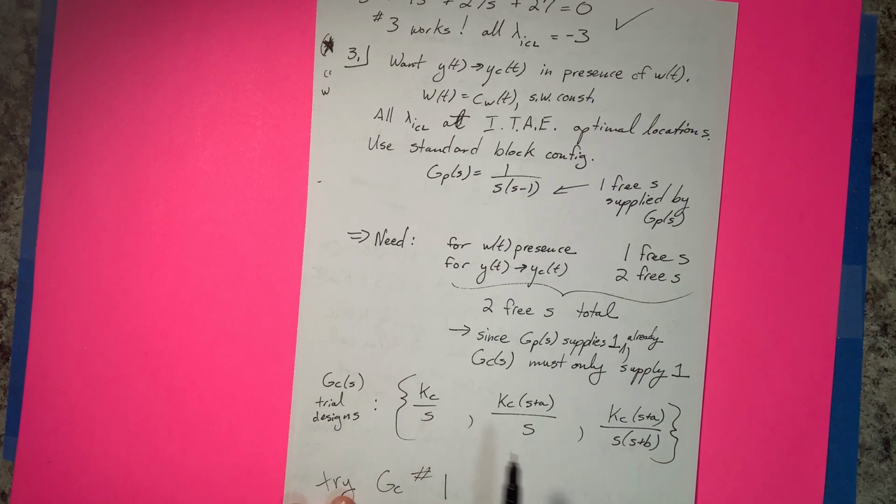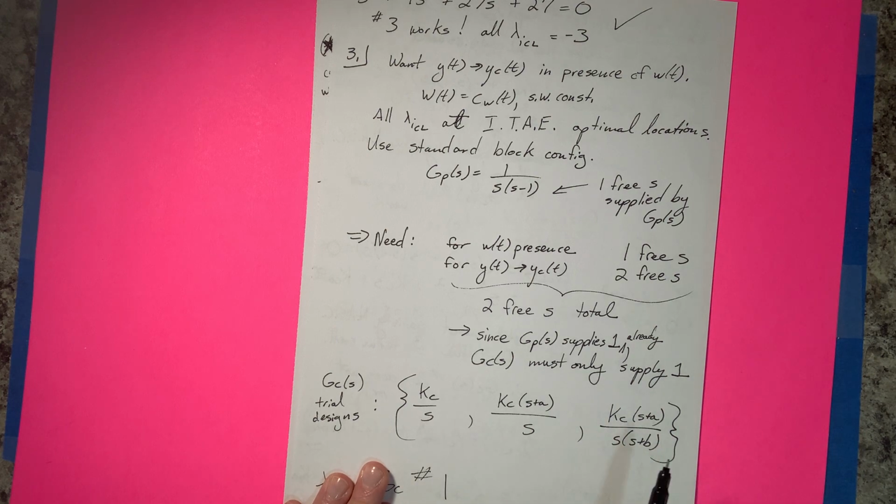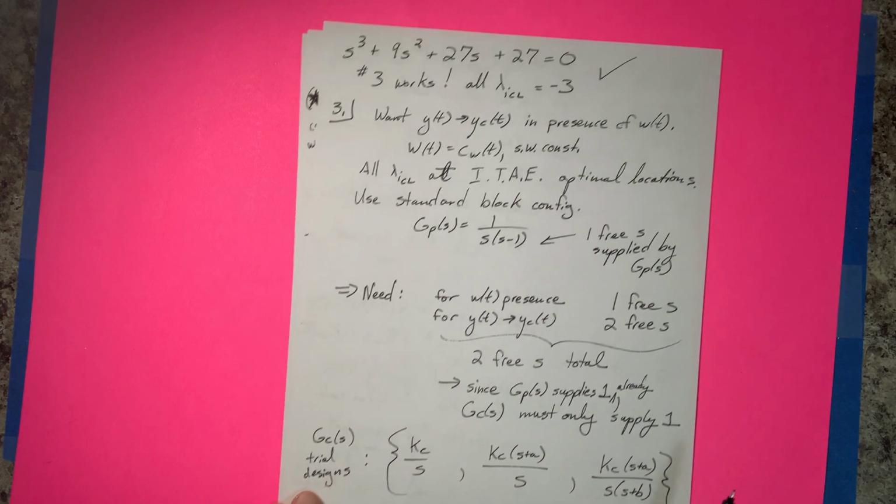So 1 plus 1 equals 2, so we need to add our 1 for GC. That makes our trial designs for GC: KC over S, KC times S plus A over S, and KC times S plus A over S times S plus B. You were asked to supply 3 trial designs. It may have been beneficial to write out the 4th one. We'll get to that in a moment.